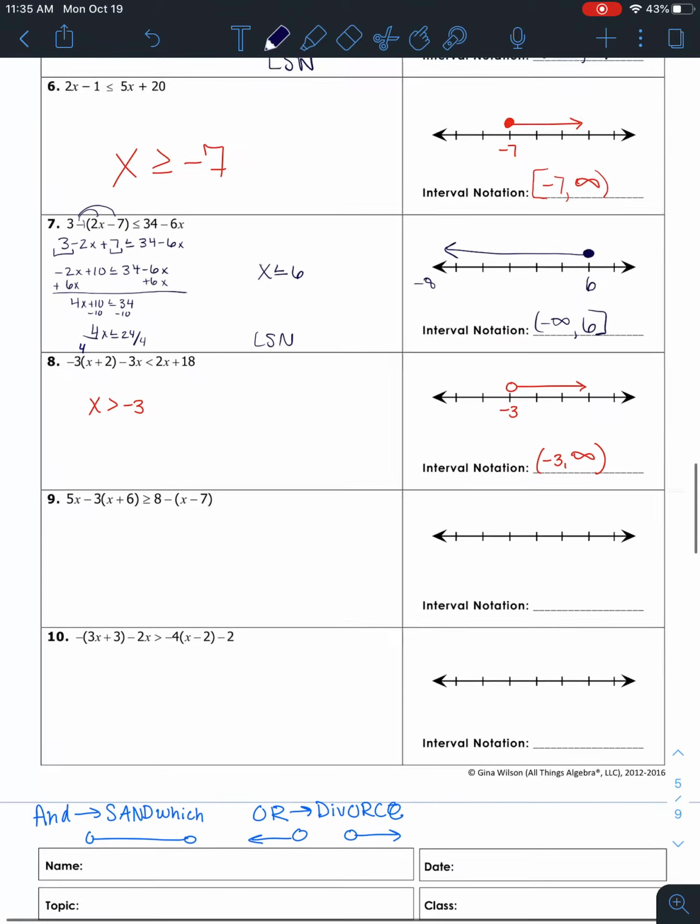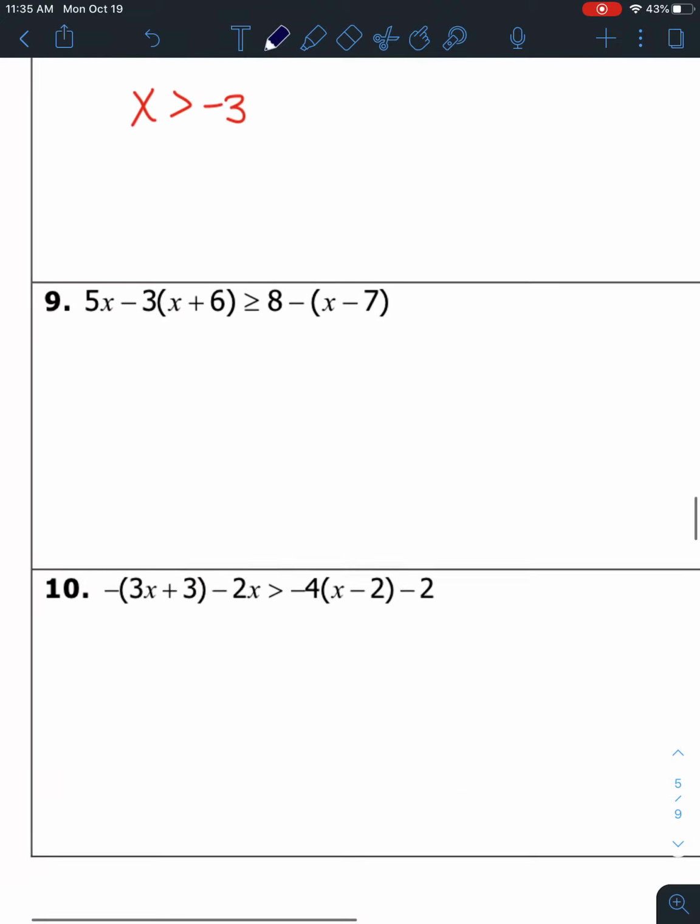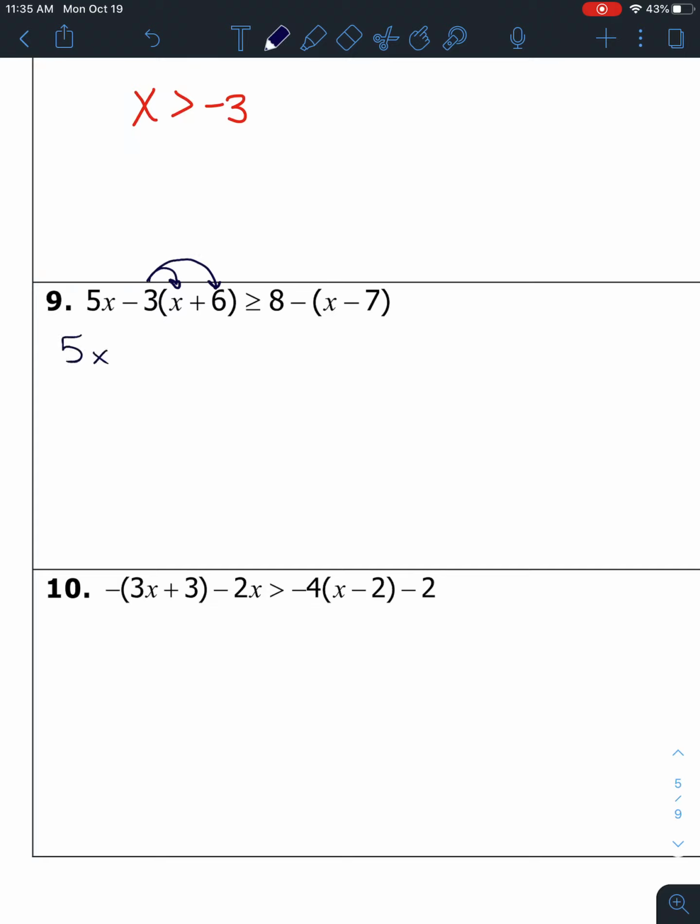Let's do our last 2 here. Looking at 9, all right, I got to distribute a negative 3. Be very careful with those negatives. You always want to include them. So I've got 5x minus 3x minus 18 is greater than or equal to 8. Oh, I got another negative 1 to distribute. Minus x plus 7. Let's combine our like terms here.